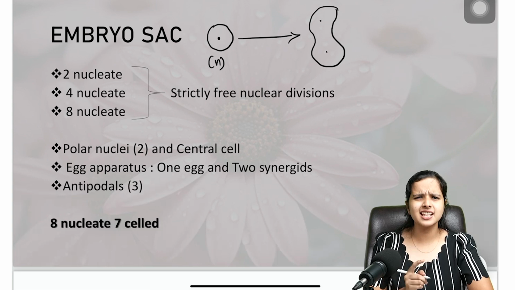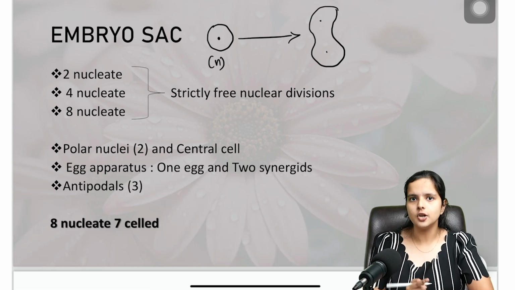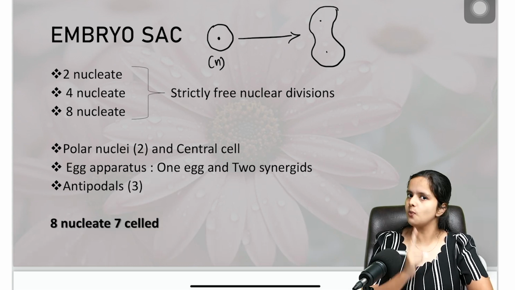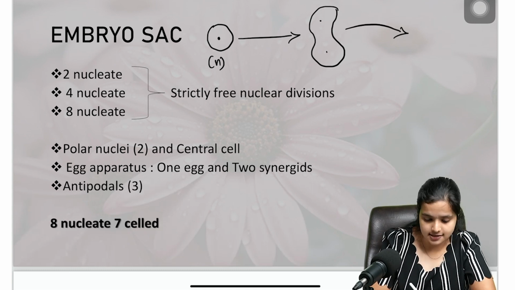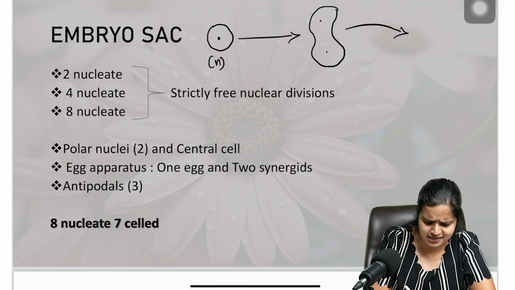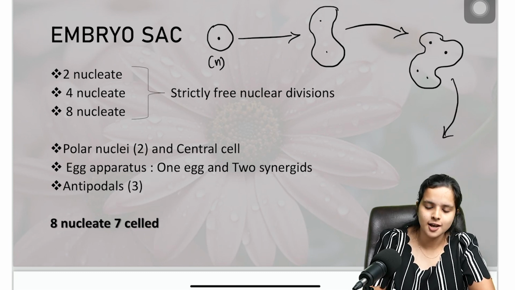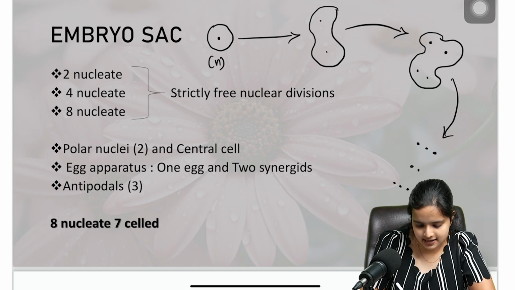So there was a single megaspore which was functional and it was haploid, and from there your division began. Only the nucleus divides. So the cell remains single, but there are two nucleus right now. And from this two nucleate stage, the nucleus again divides. The cell is still single, but you have four nucleus. From this stage, further division happens, and you will have 8 nucleus. You'll have the 8 nucleate stage.